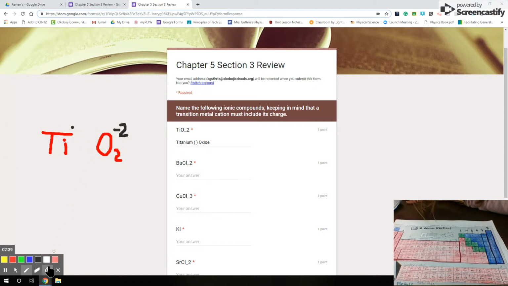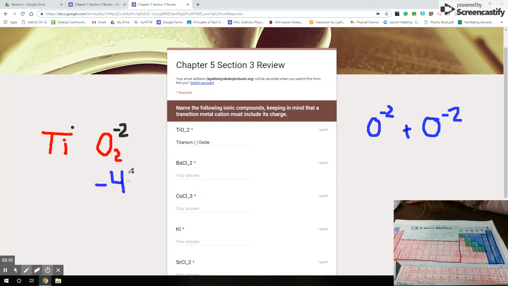If oxygen has a -2 charge, I'm going to change colors again, because say we have 2 oxygen atoms, so one oxygen has a -2 charge, and you add another oxygen with a -2 charge, you have 2 oxygens, each of them with a -2 charge. So if you add these 2 charges together, you would get -4. So the overall charge on those 2 oxygens is -4.